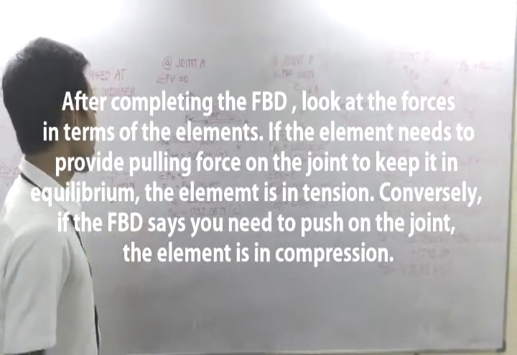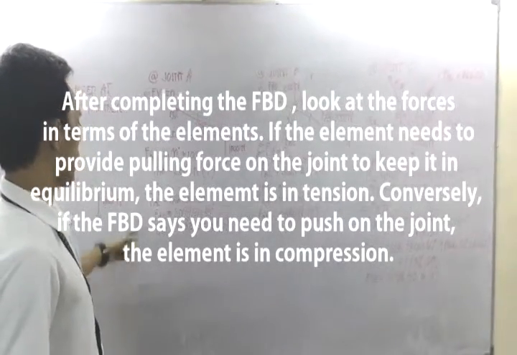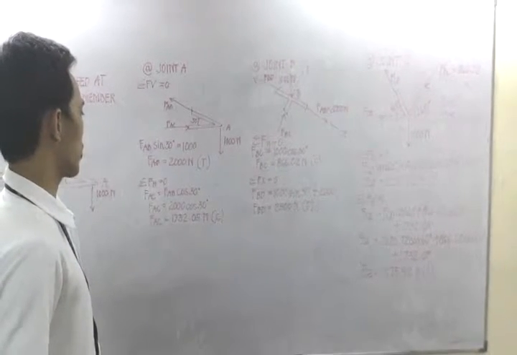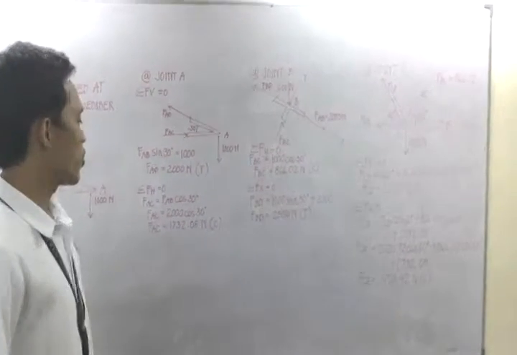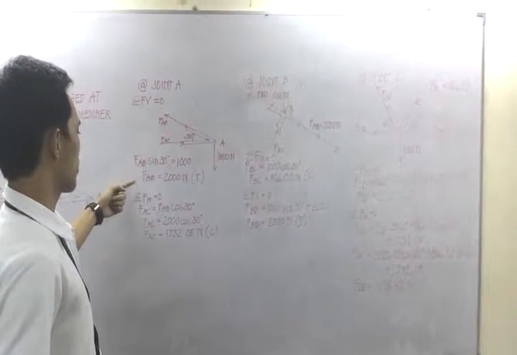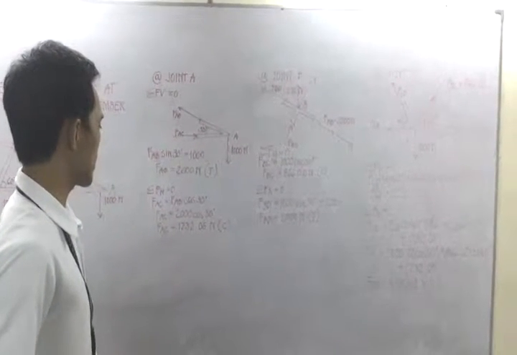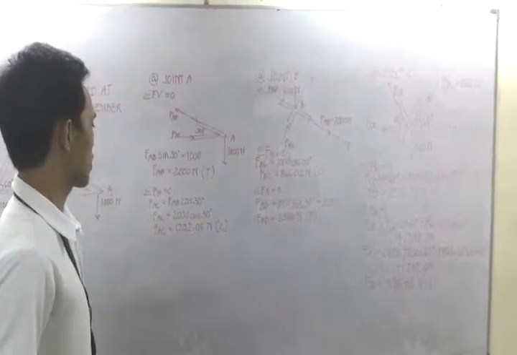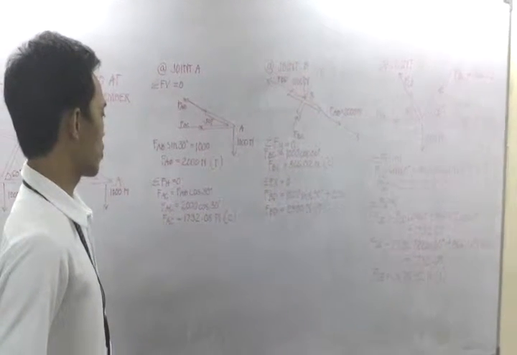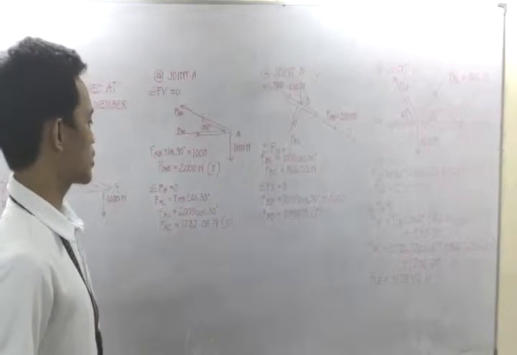The summation of horizontal forces is equal to 0. So the force AC is equal to force AB times the cosine 30 degrees. We already found the force AB, so we're gonna substitute its value here. So force AC is equal to 2000 times the cosine 30 degrees. So force AC will be 1732.05, which is a compression.